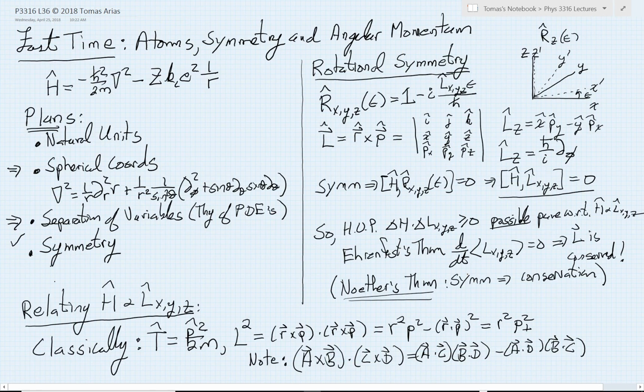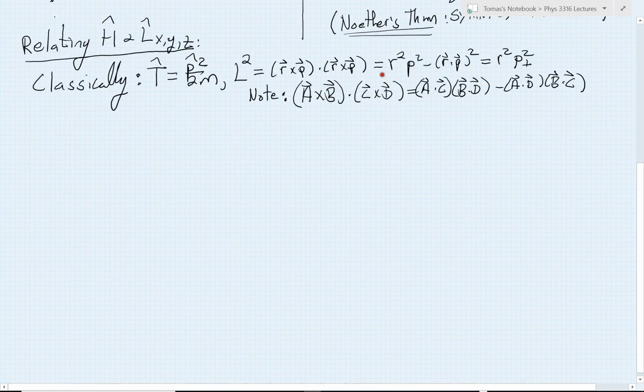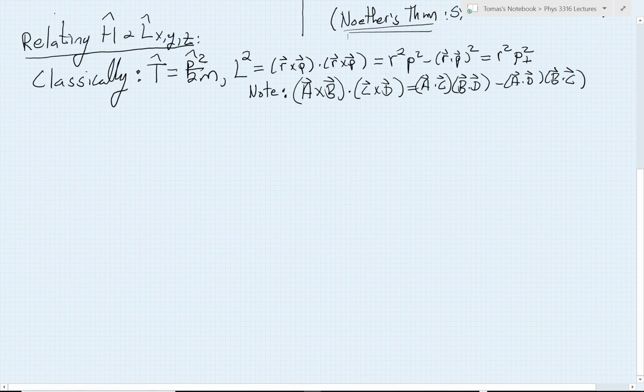So let's move on now to one of the main tasks for the day, which is to relate the Hamiltonian and the angular momentum, not just classically, but in their full quantum mechanical sense. And the hint as to how to do this, of course, comes from our classical analysis. So we are going to try to do this now quantum mechanically.